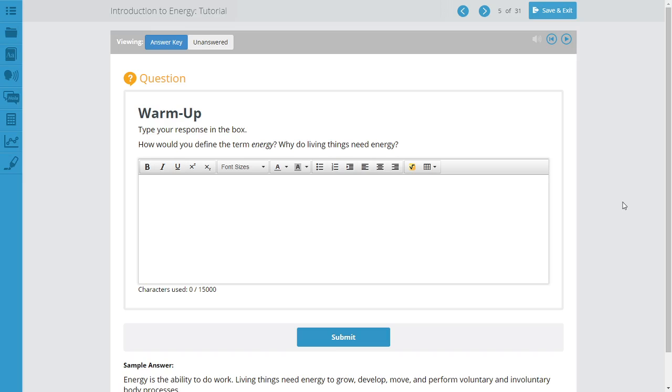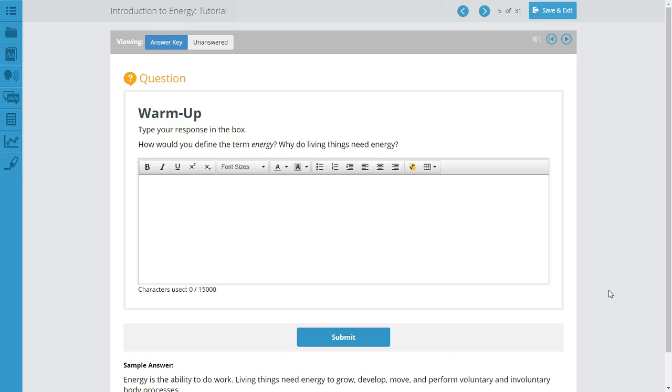How would you define the term energy and why do living things need energy? You can try to describe it in your own terms and answer the questions in your own way, or you can do a little bit of looking up. But I want to see you complete these assignments. And as you can see at the bottom here, there's actually a sample answer that I get to see. And why not? I'll give it to you. Energy is the ability to do work, and I want you guys to know that. Energy is the ability to do work.